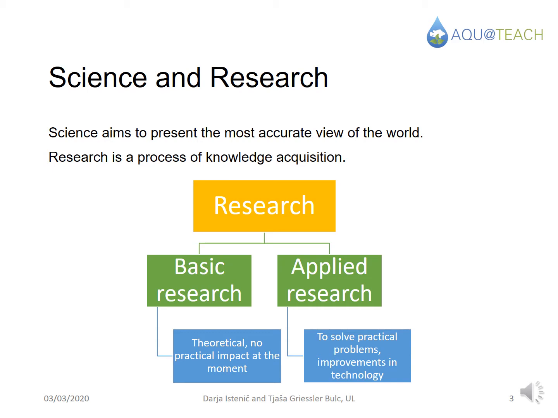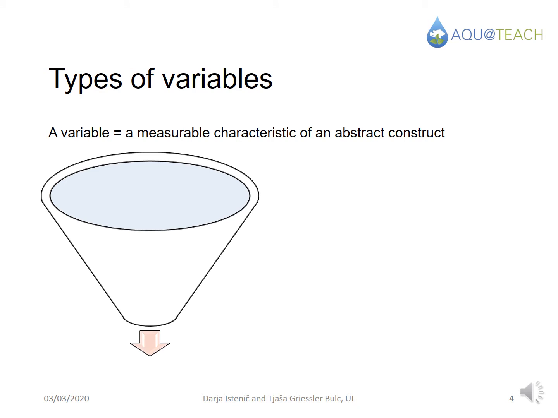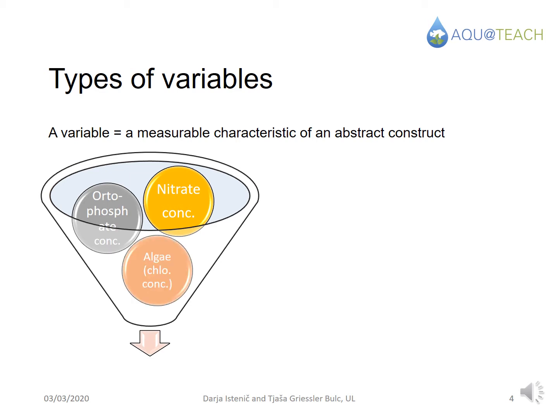Research can be basic, that means theoretical, with no practical impact at the time being, or applied, which solves practical challenges in technology. Then we look at variables and their types. A variable is a measurable characteristic of an abstract construct. In case of water quality, variables are nitrate concentrations, orthophosphate concentrations, amount of algae, and similar parameters that define the construct, which is water quality.